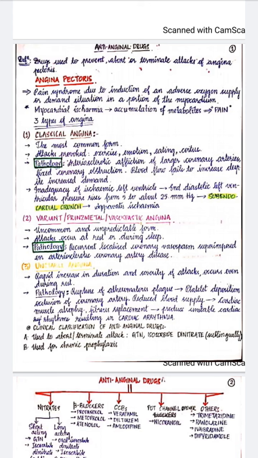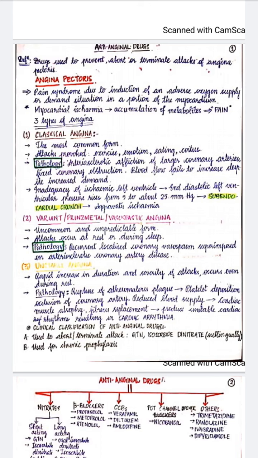The second type is variant or Prinzmetal or vasospastic angina. It is an uncommon and unpredictable form. The attacks occur even at rest or during sleep. The underlying pathology is recurrent localized coronary vasospasm superimposed on arteriosclerotic coronary artery disease.